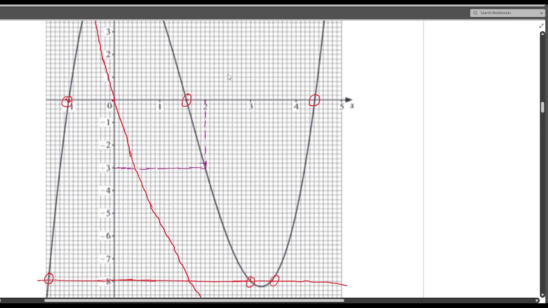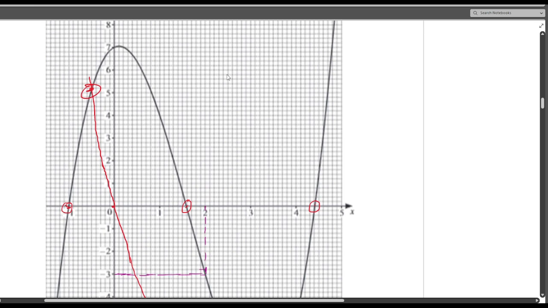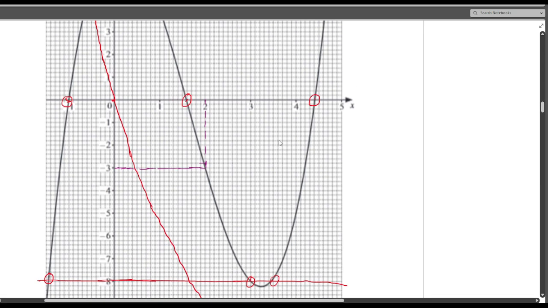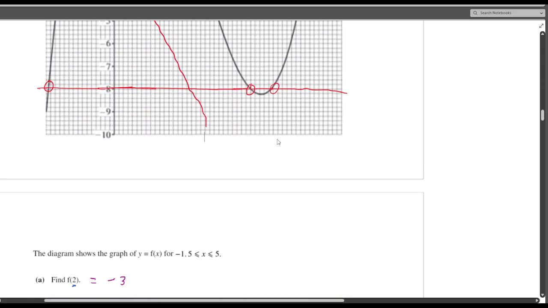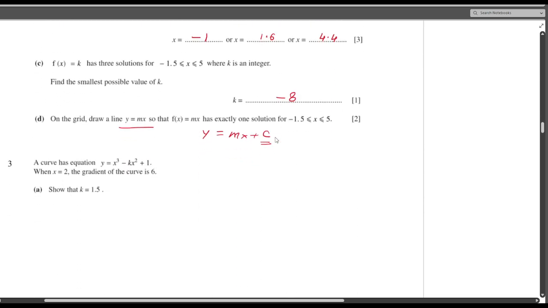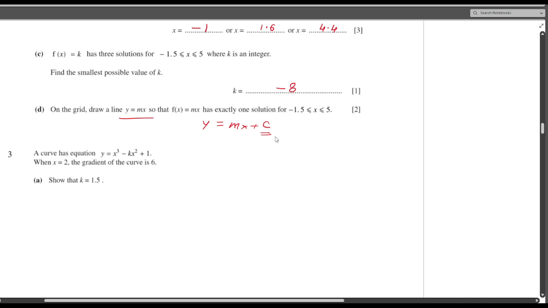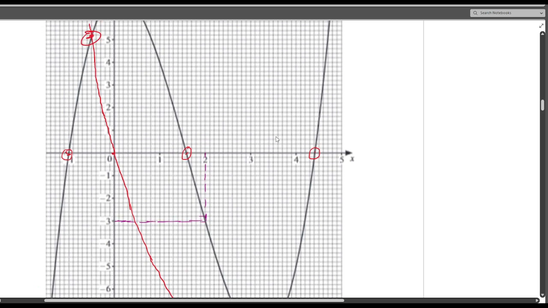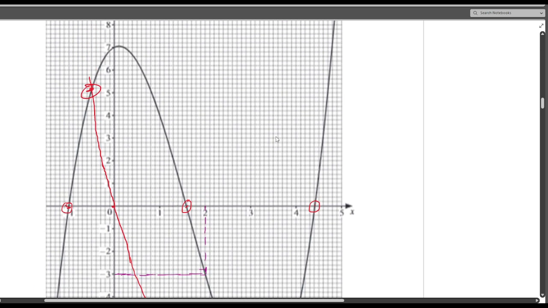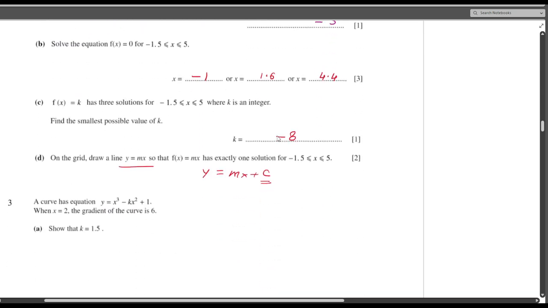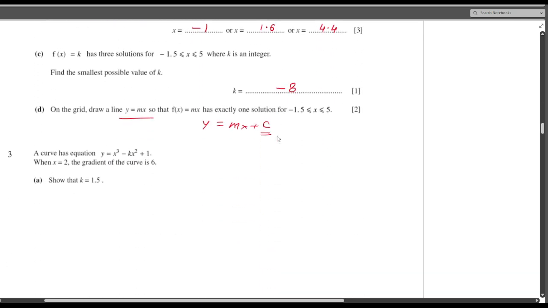You are going to draw this line with a scale, so it will be a perfect straight line. For me, I'm doing freehand, so there is some problem in drawing a straight line, but your line will look something like this. You have to draw the line so that it is cutting this curve at one point only. If they ask for 2 points, then you can draw some other line, right? Okay, so this problem is done.